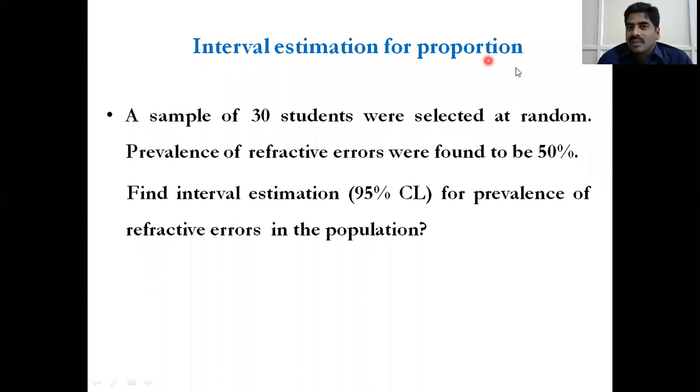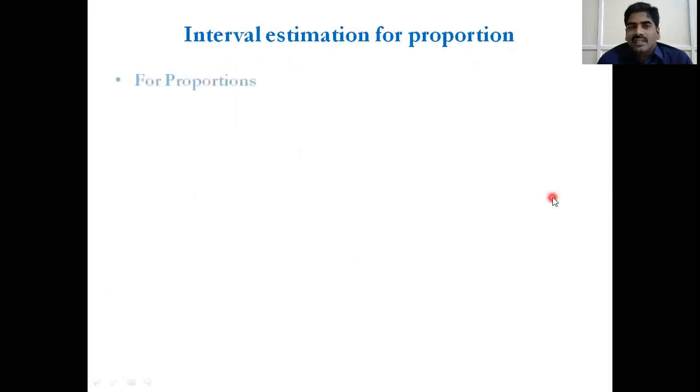See, interval estimation for proportion. A sample of 30 students was selected at random. Prevalence of refractive errors was found to be 50%. What is this 50%? This is point estimation. Find the interval estimation, that is the 95% confidence interval for prevalence of refractive errors in the population. See here, P is equal to 50 and N is equal to 30. How to calculate Q? Q equals 100 minus P, that is 100 minus 50, that is equal to 50. So I will show you the calculation in this slide.